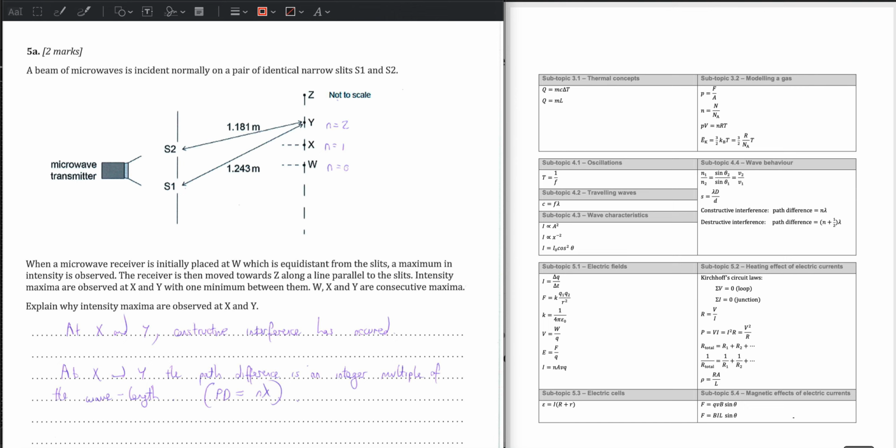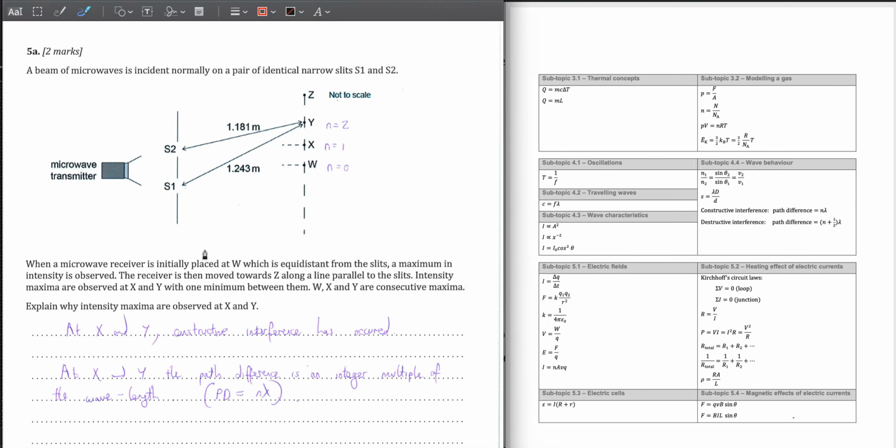Okay, here we go. We've got a beam of microwaves. You'll notice this as a double slit experiment, and we're experiencing maxima at certain positions. Just to be explicit, I've written down the order of our maxima. So we have n equal to 0, n equal to 1, and n equal to 2 here, W, X, and Y, and we know they are separated a nice uniform distance apart.